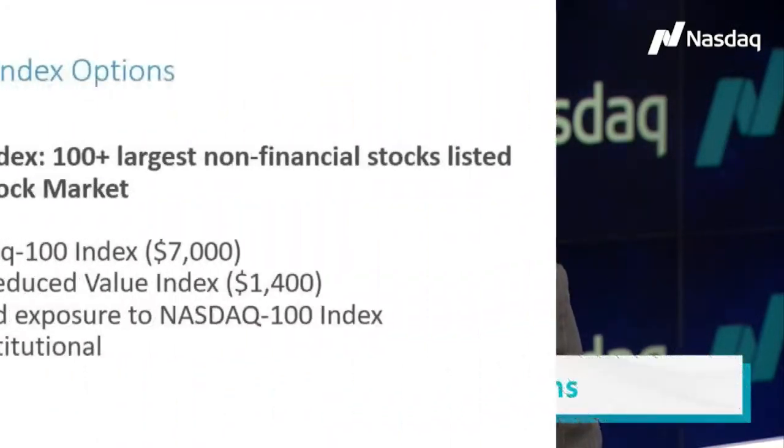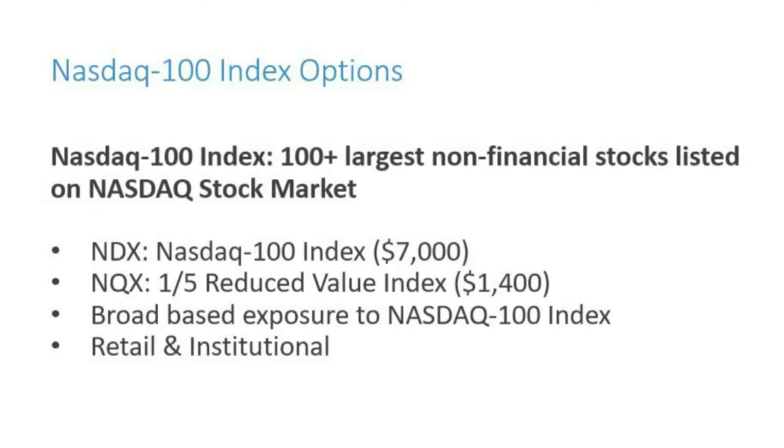Sure. So first we'll kick off what the Nasdaq 100 is, and it's the 100 largest non-financial companies listed on the Nasdaq. In addition, most recently we launched a different version of the Nasdaq 100, a reduced value, 1/5. So if you think about the Nasdaq 100 index value as you divide it by 5, that's really giving indications from 7,000 to about 1,400.